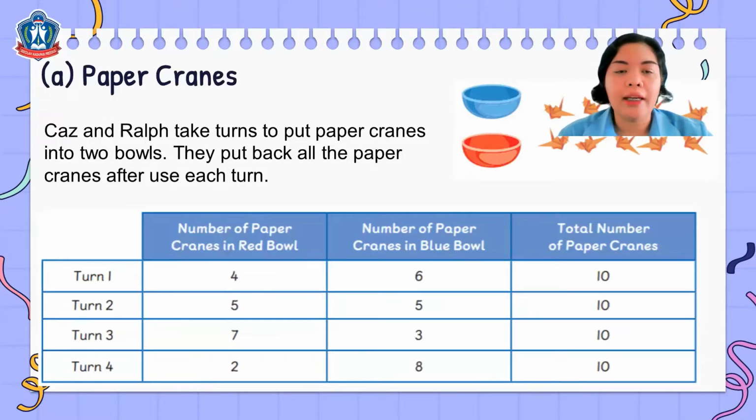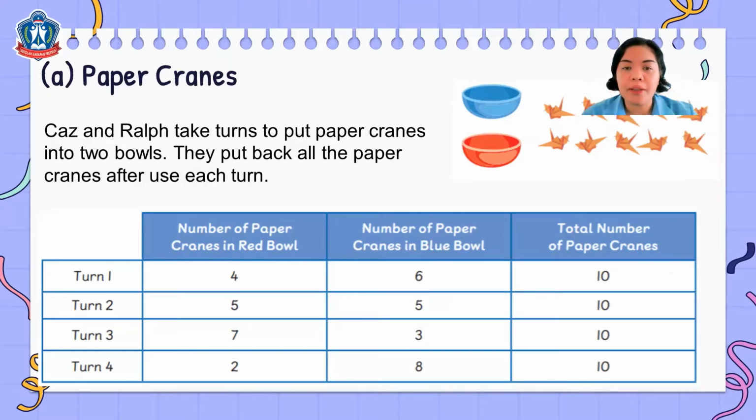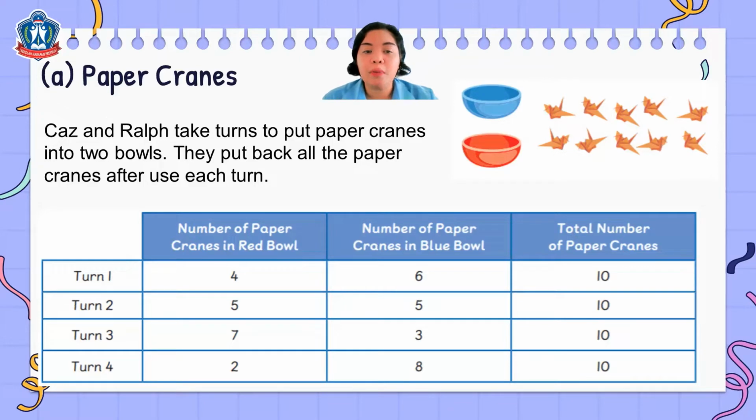Okay, look at here. I have here paper cranes. Kaz and Ralph take turns to put paper cranes into two balls. They put back all the paper cranes after use each turn. Let's say turn 1 is Kaz. If there are 4 paper cranes inside the red ball, automatically there are 6 cranes inside the blue ball, so the total is 10. As you observe, the total number of paper cranes is always 10.